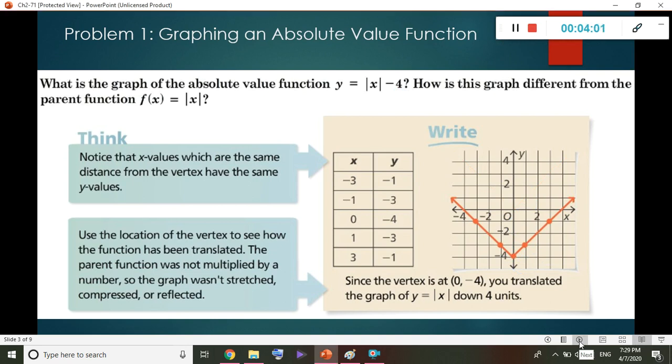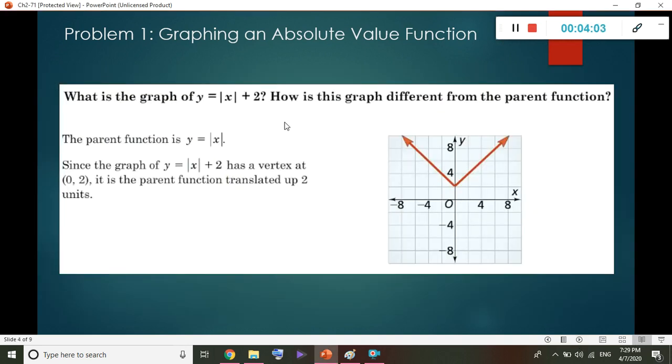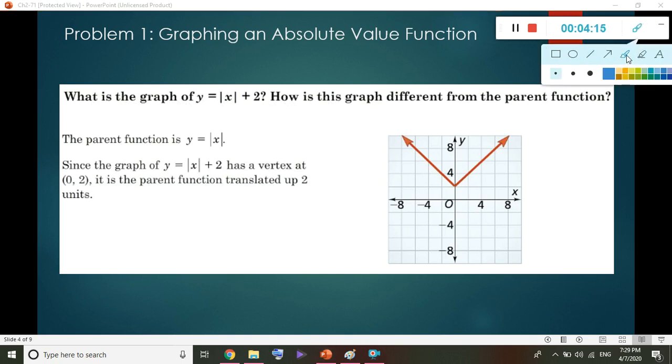Let's go for the second example, graphing an absolute value function again. What is the graph of y equals the absolute value of x plus 2? How is this graph different from the parent function? This is the parent function, but we're adding 2, so we had a transformation. This transformation is plus 2, which is translating the graph 2 units upward.